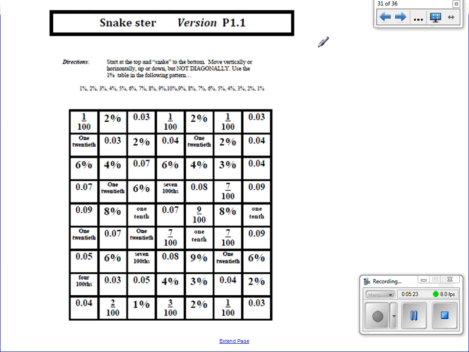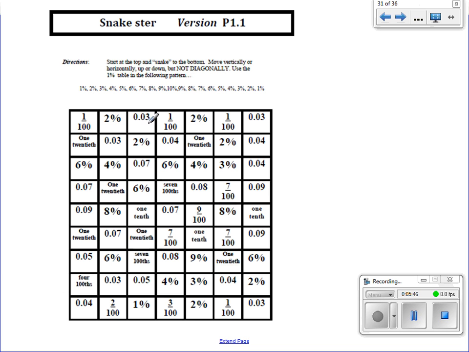Let's go to the next one. This one is percents, and it's by one because it's 1%. This one goes from 1% up to 10% and then back down to 1%. So it goes 1%, 2%, 3, 4, 5, 6, 7, 8, 9, 10, 9, 8, 7, 6, 5, 4, 3, down to 1. But here's the trick. They might be written in other forms.